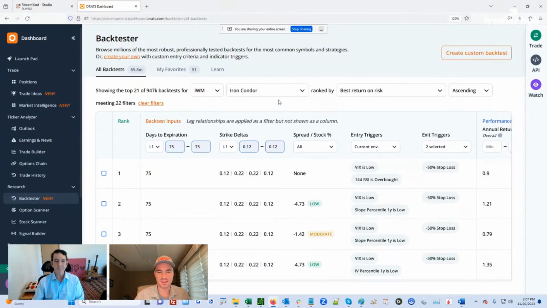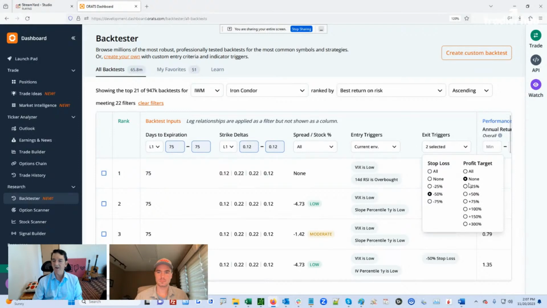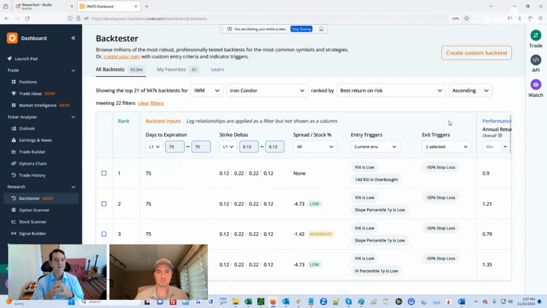60 million, can you expand on that a little bit? I mean, that's a lot of back tests, right? So the way that we get to 60 million is that we do many different days to expiration. We do many different deltas. We do how much you paid for a particular spread as a percentage of stock. We've done entry criteria. So we only will test this particular one if the VIX is low or if the RSI is overbought. And we have entry and exit triggers. So if you multiply all these together, that's how you get the 65 million. Is that what you're talking about, Tyler?